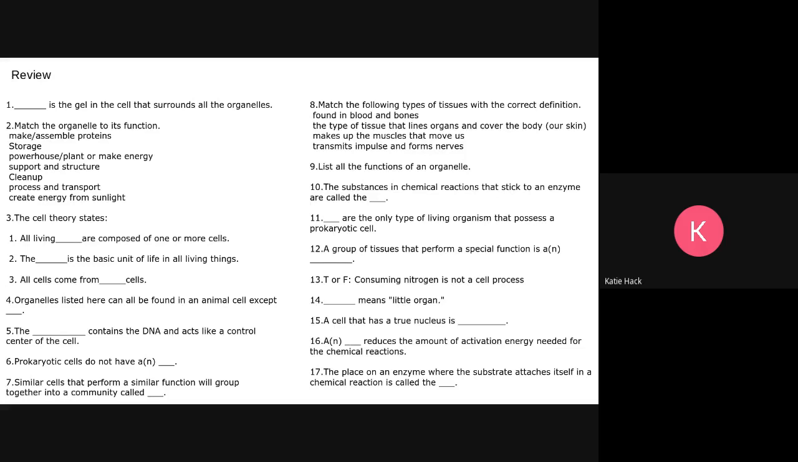Now, organelles listed here can be found in an animal cell except... Vacuole? Both animal and plants have a vacuole. Chloroplast. That's correct, because plants can use photosynthesis to create energy, but animals cannot.